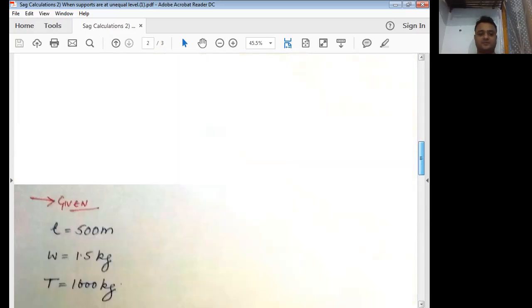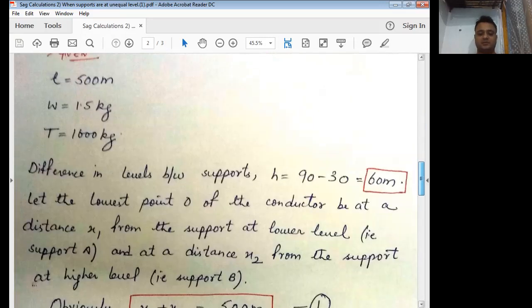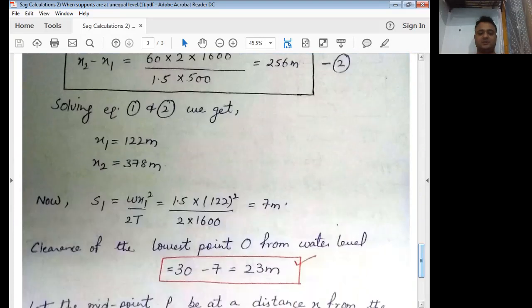How? Look at this picture. In the first step, we have to calculate this distance. We know the whole distance, the height of the tower, is 30 meters. But when we know the value of S1, this whole distance minus the value of S1 will give this distance. So this is the first part showing clearance. Clearance is the distance between the minimum point on the conductor and the water level surface. So we have to calculate this. This can be calculated as 23 meters.